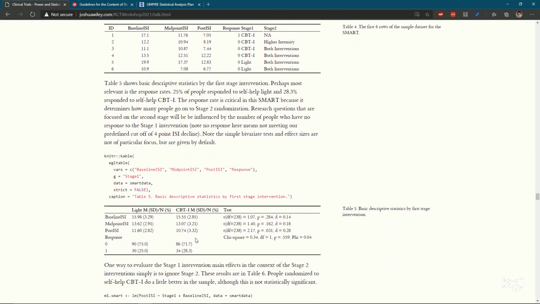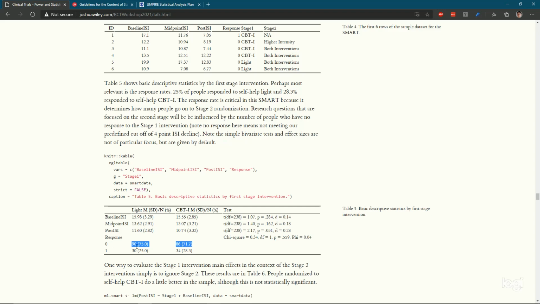Table 5, coming up down here, shows basic descriptive statistics by the first stage intervention. Here you've got the mean and standard deviation for baseline, mid, and post ISI in the people randomized to light at stage 1 or CBTI at stage 1. And you've got the number and the percentage that did not have a response and that had a response in each condition. This response is probably the most useful thing, because one of the things about SMARTs that impacts power is that if you're focused on the second stage randomization, where only people who do not have a response get re-randomized, then you're going to be working with these people here.